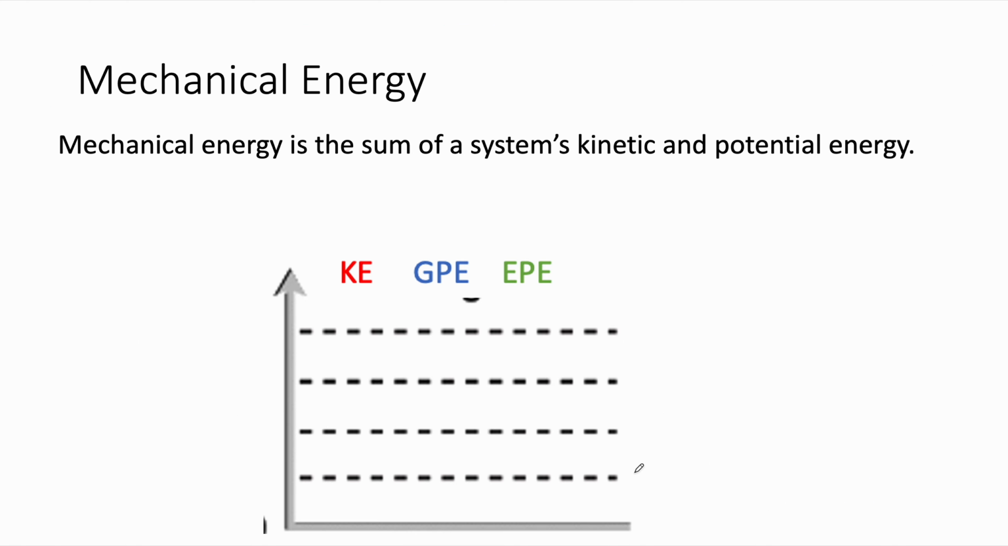Finally, the last thing I want to talk about is you'll hear this term mentioned, mechanical energy. Mechanical energy is the sum of the system's kinetic and potential energy. And when we talk about potential energy, it's both gravitational potential energy and elastic potential energy. So in most systems, the mechanical energy is conserved unless there's energy dissipated.